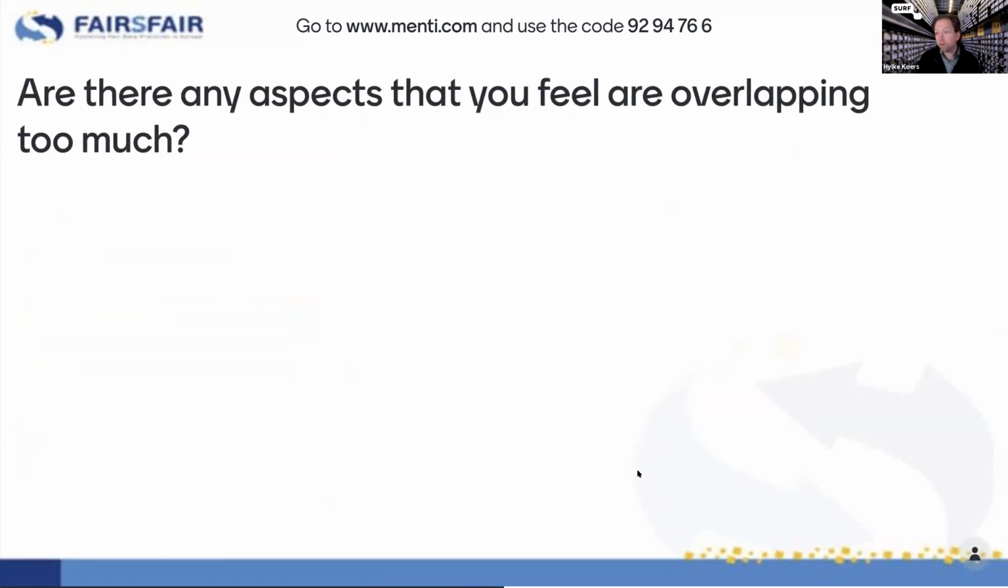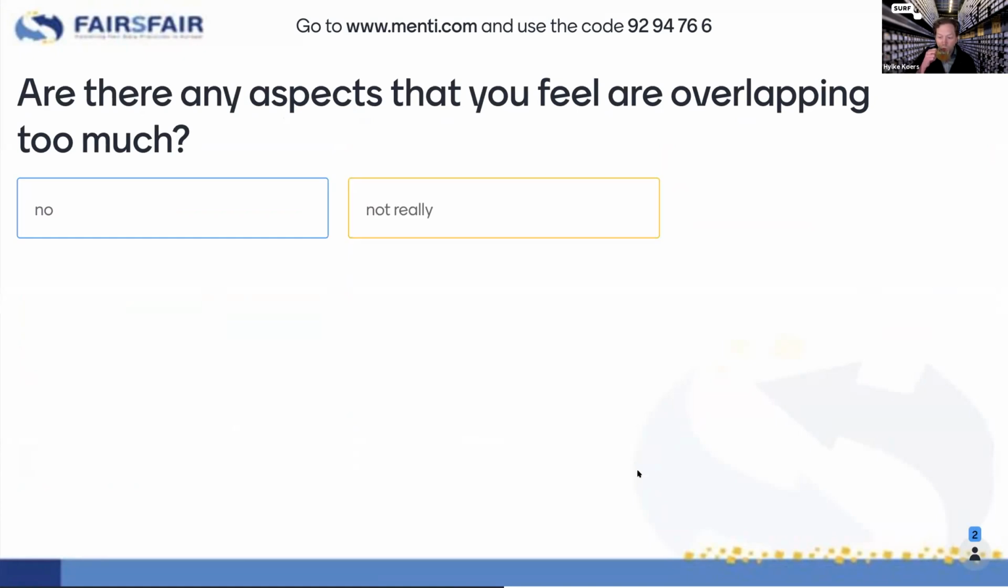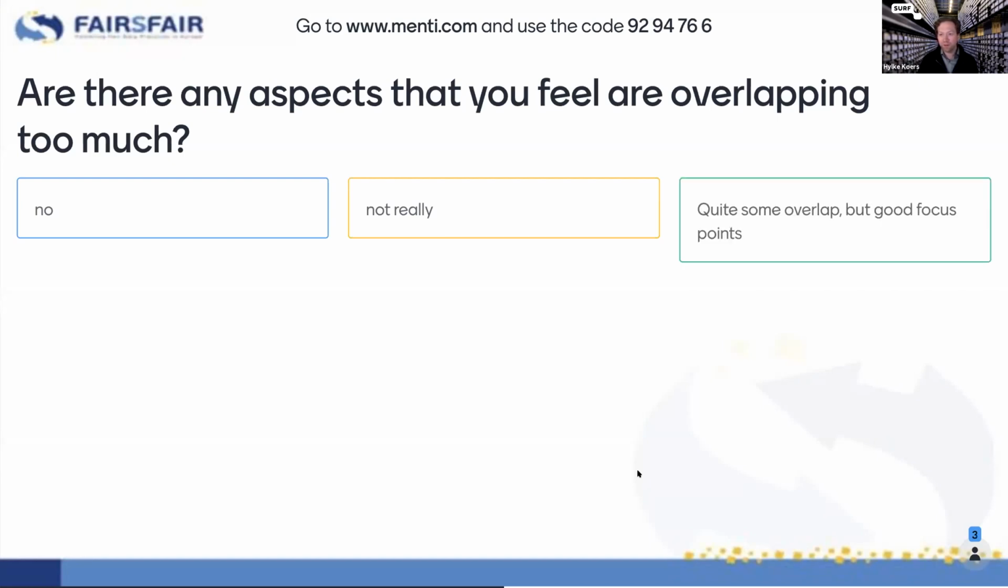Are there any aspects in the framework, these 6 aspects that we presented, that you feel are overlapping too much? Have we perhaps done duplicate work there? People saying no are always the quickest to respond, because that's a very brief answer. I also see a comment, quite some overlap, but good focus points. Okay, thank you for that.